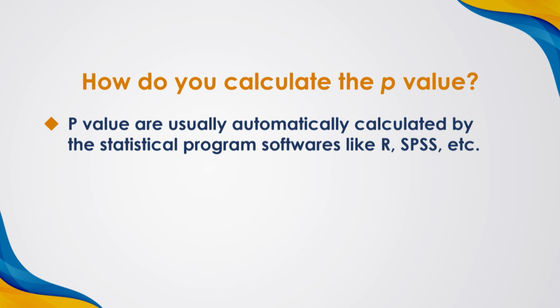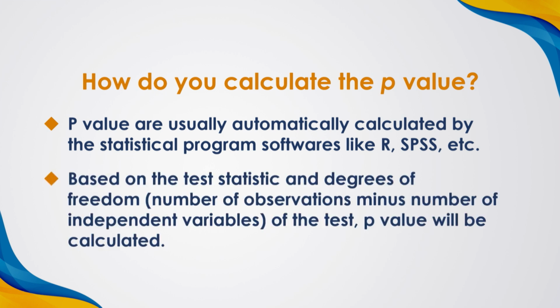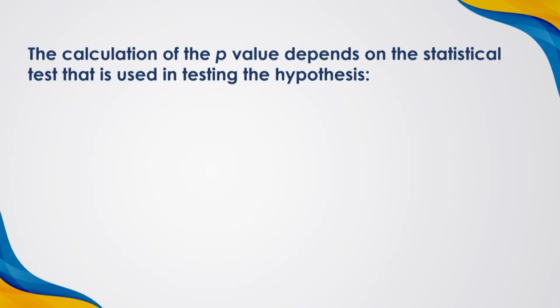P-values are usually calculated automatically by statistical programs, most of the time software like R and SPSS. Based on the test statistic and degrees of freedom, the number of observations minus the number of independent variables of the test, the p-value will be calculated. So, degrees of freedom is an important measure to compute the p-value. Dear students, what I wish to say is that computation of p-value is now automated, you need not worry much about this. The calculation of p-value depends on the statistical test that is used in testing the null hypothesis.